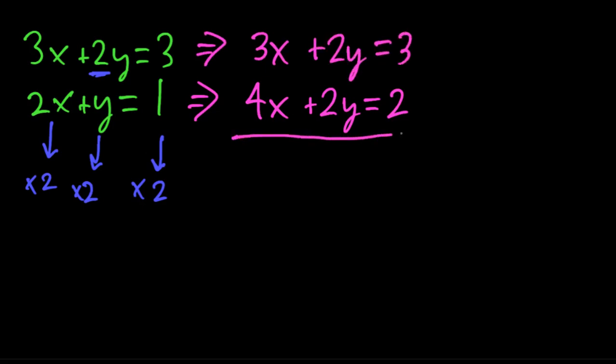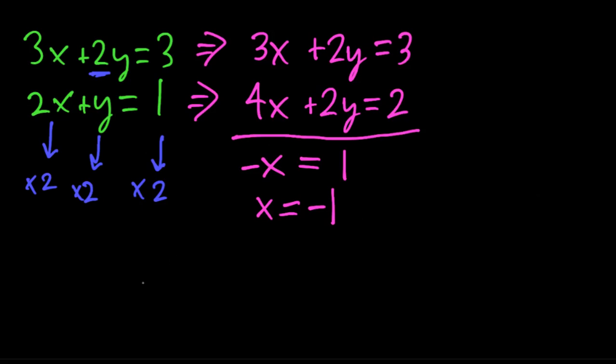So now we can subtract this, so 3x minus 4x is equal to minus x, 2y minus 2y is equal to 0, and 3 minus 2 is equal to 1. So if minus x is equal to 1, we get the inverse of this, and so x is equal to minus 1. Okay, and now that we have x, we can plug it back into the expression, either one, because it's going to give us the same answer, and we'll get y.